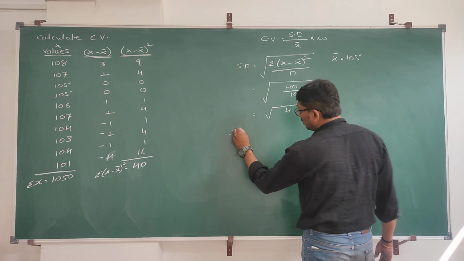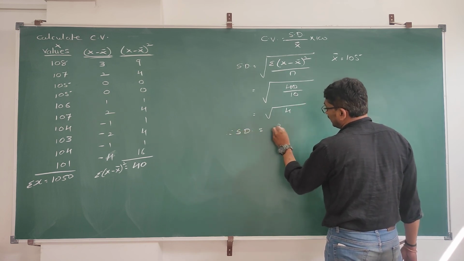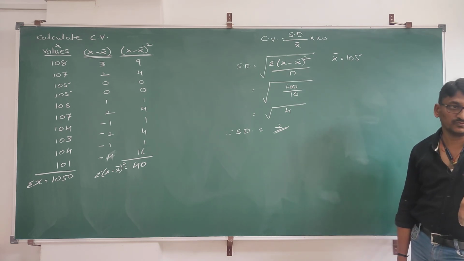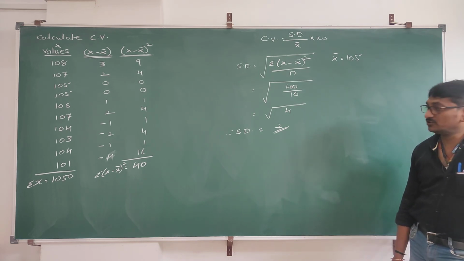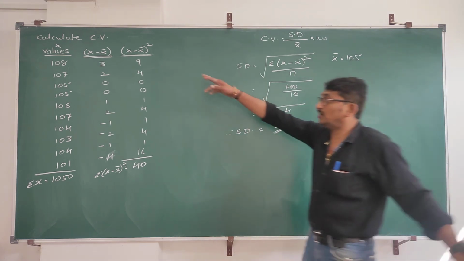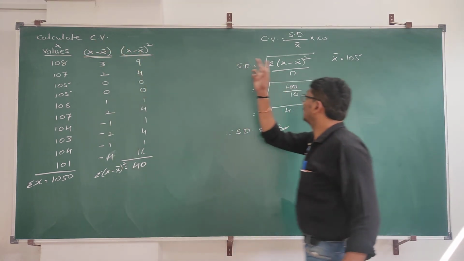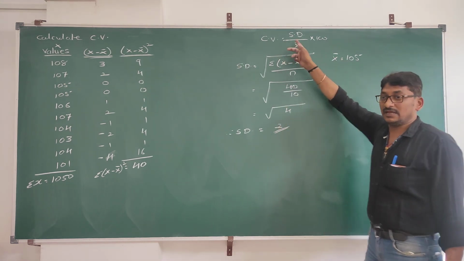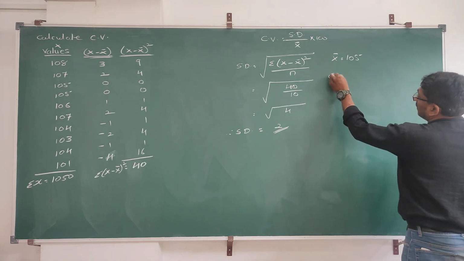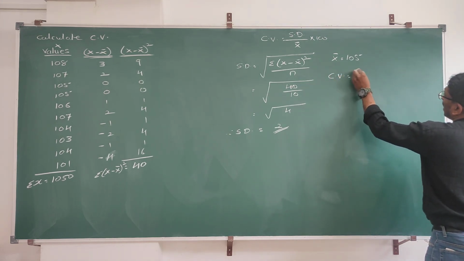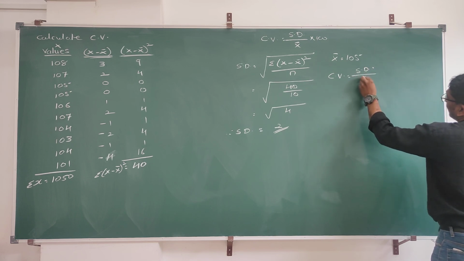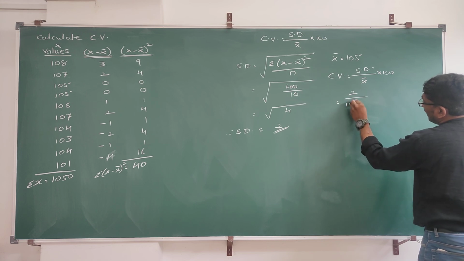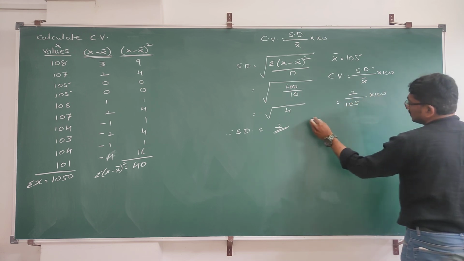What is the root of 4? Therefore the standard deviation value is 2. Still the solution is not over, because we have to calculate what? We have to find out CV. You have calculated the mean and the standard deviation to find out CV. Again rewrite the formula of CV. CV is equal to SD divided by mean into 100. SD is 2 divided by mean 105 into 100. Check the answer.